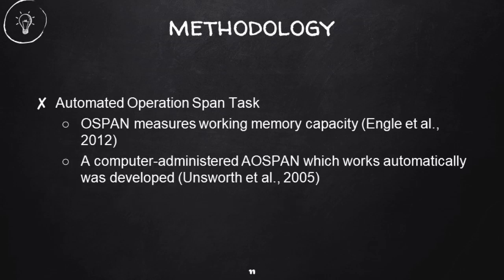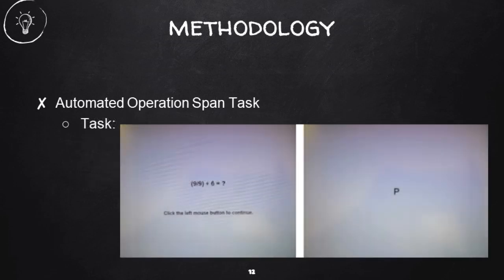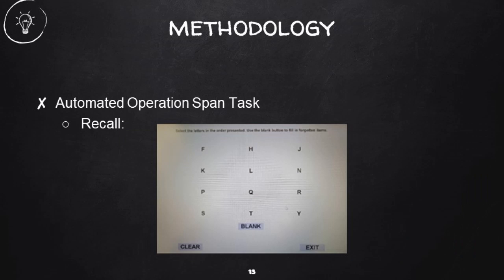The operation span task is used to measure working memory capacity, and in 2005, a computer-administered automated operation span task, which works automatically, was developed. In the operation span task, participants solved mathematical operations and remembered the presented letters after. These tasks were repeated 3 to 7 times. Next, the participants were asked to recall the presented letters in order.